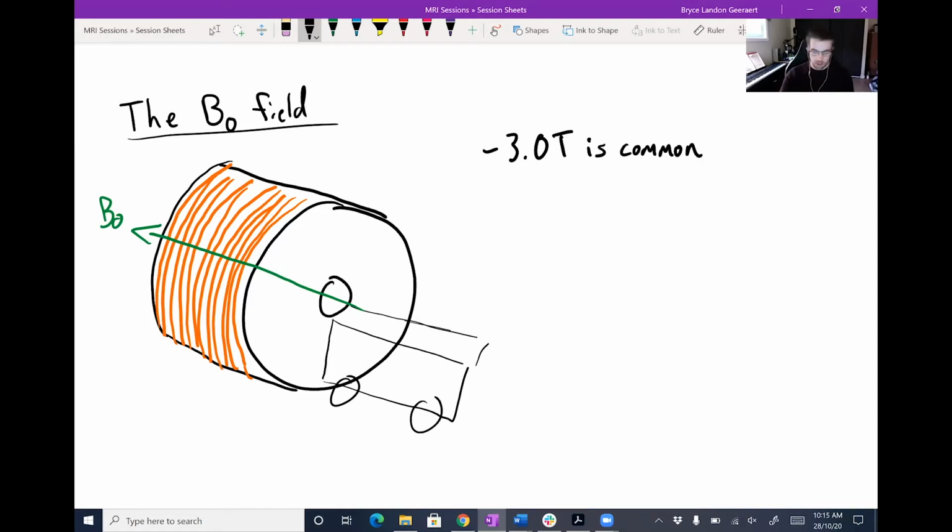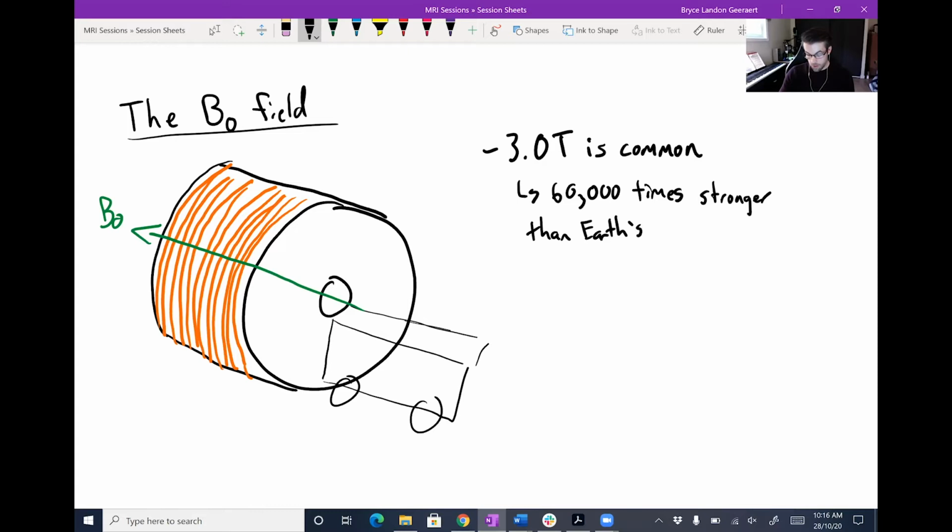To give you an idea of how strong, that's roughly 60,000 times stronger than the Earth's magnetic field, the thing that you would use to navigate by compass. It's a number that's so large that it's not really relevant, but maybe it'll help you understand this is a very strong magnetic field.